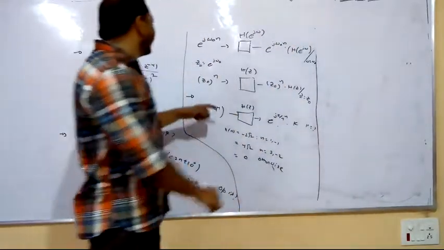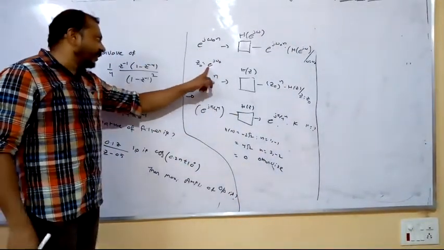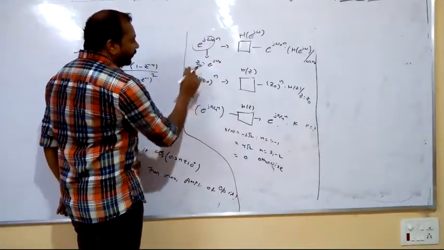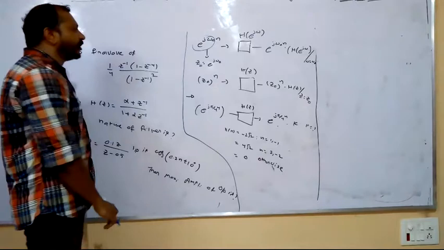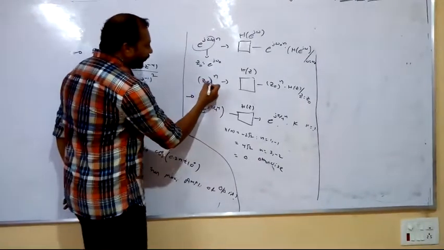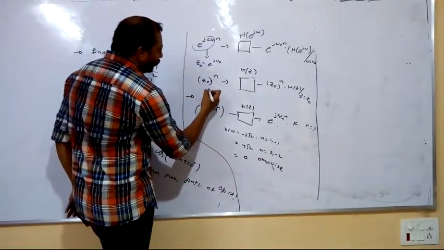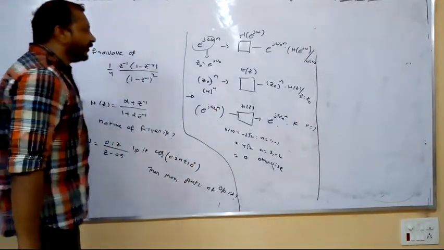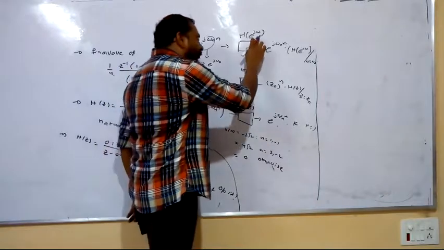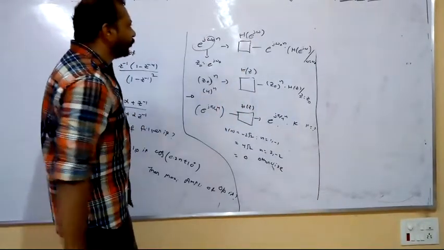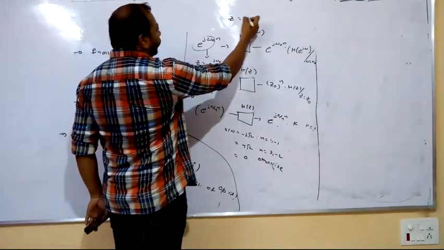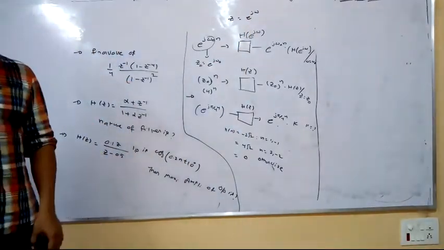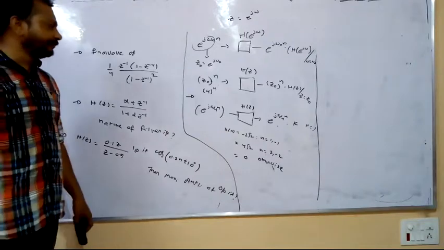So here also, by considering e power j omega naught n as z naught whole to the power n, some constant z naught whole to the power n, if it is given as the input to H of z, then z is equal to e to the power j omega, just like s equal to j omega, with r considered as 1, that is equal to e power j omega.